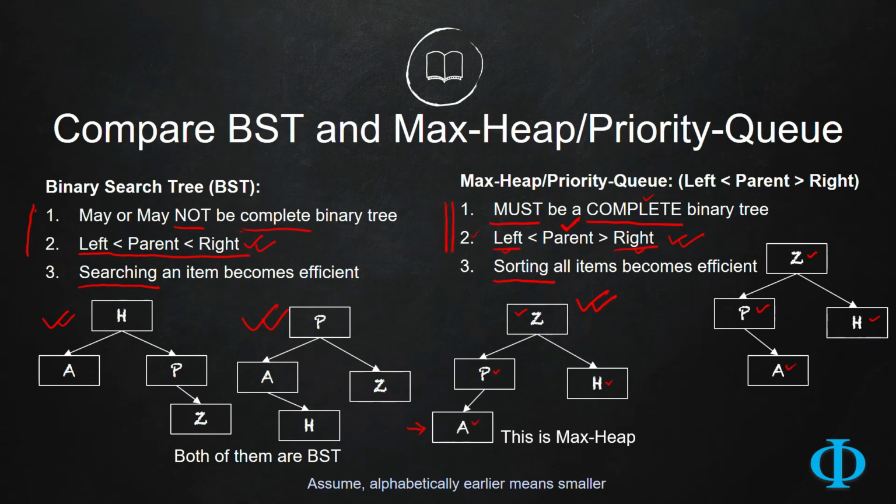But what about the property number 1? Is the tree complete? Well, no, it is not complete. Why? Because the right child of P is filled up, whereas the left child of P still remains empty. So that cannot happen in a MaxHeap or priority queue data structure. So since this tree is not complete, this is not a MaxHeap.